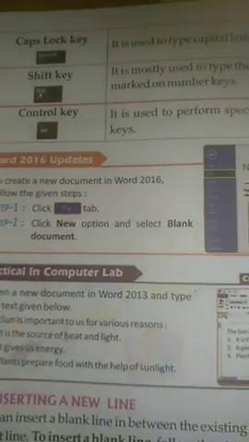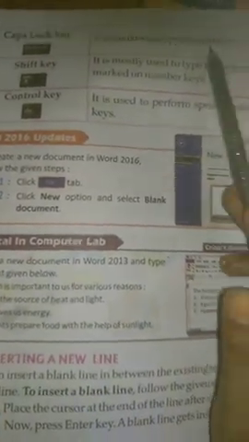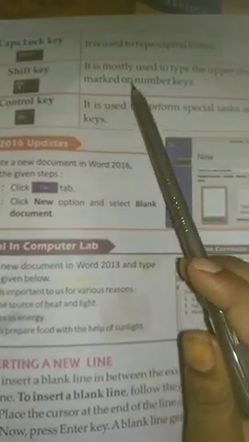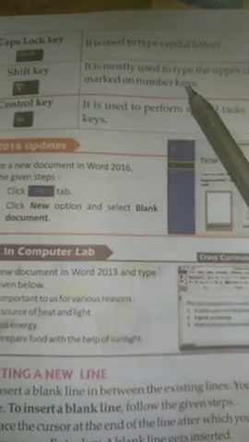Caps lock key. Caps lock key is used to type capital letters. Shift key. Shift key is mostly used to type upper character symbols marked on the number keys.